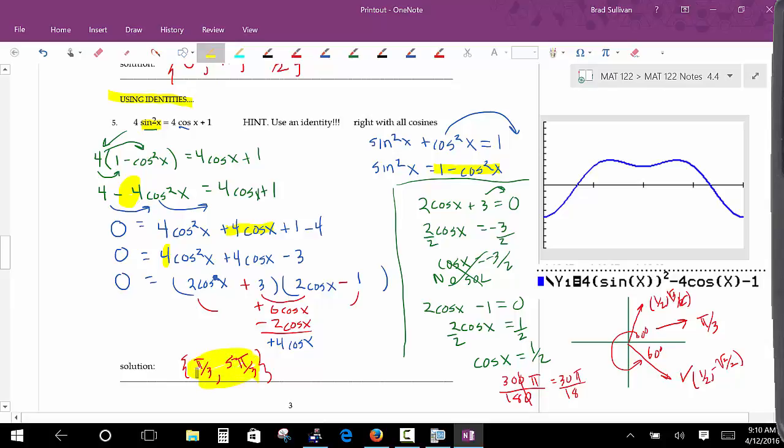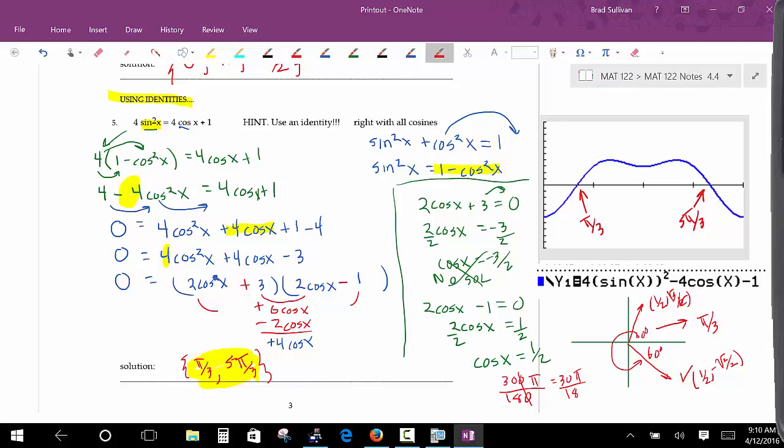Now see, it'll speed up your work a little bit if you refer to a unit circle as you're doing these problems. And the graph that I put on the calculator, I was just going to show you that is pi over 3, and that right there is 5 pi over 3. You don't need to write the graphs down. I just put these on here so you can visually see what you're doing.